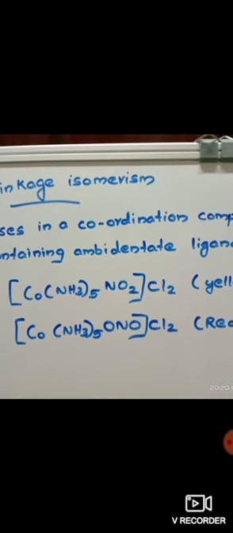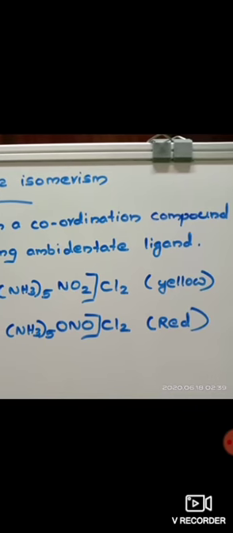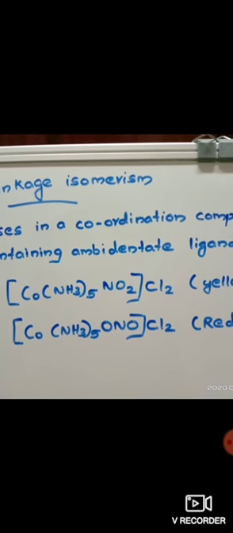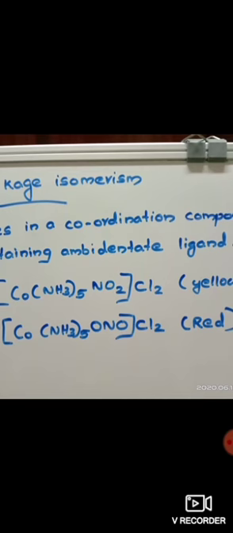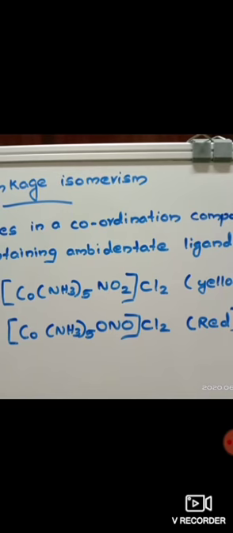Example, [Co(NH3)5NO2]Cl2, which is yellow in color, and [Co(NH3)5ONO]Cl2, which is red in color. The only difference here is, in the first case, it is ligating through nitrogen, but in the second case, it is ligating through oxygen. So, difference in the ligating atom of the ligand. And this is shown only by compounds having ambidentate ligand.